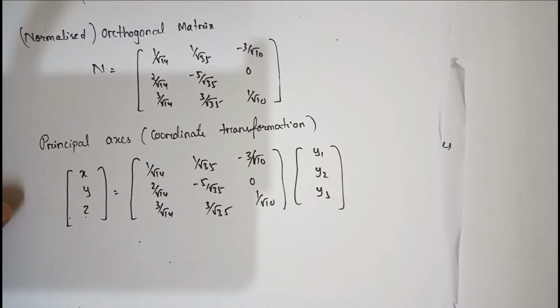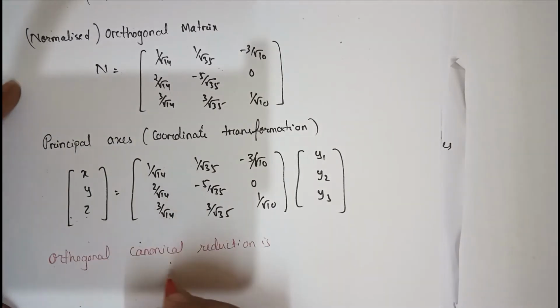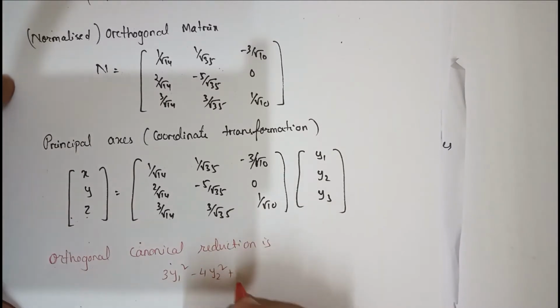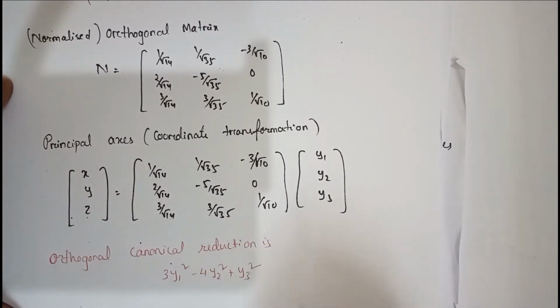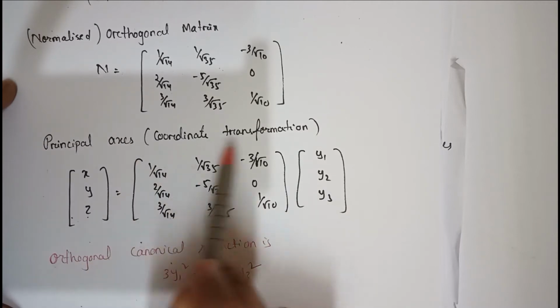Now what is the orthogonal canonical reduction? What are the eigenvalues? First one is 3, so 3y1 square. Second one is minus 4y2 square. Third one is plus 1, so plus y3 square. So this is the new variables where this can be changed. We can also call this the coordinate transformation.